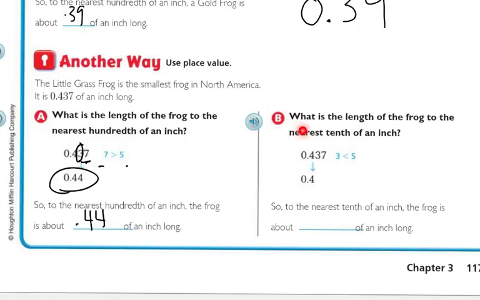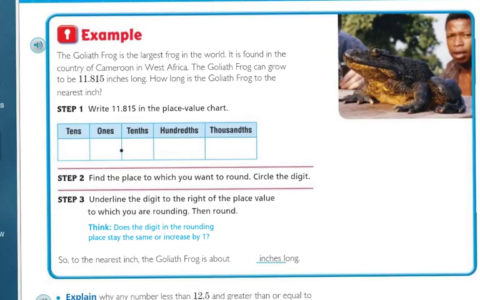So let's look at B. What is the length of the frog to the nearest tenth of an inch? So now I'm looking at the tenths place, and that's this 4. If I'm rounding to the tenths place, I'm going to look next to it at the 3. The 3 is less than 5, so it does not have enough power to change it. So my answer is going to be 4 tenths of an inch long.